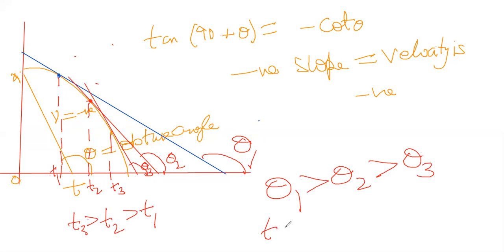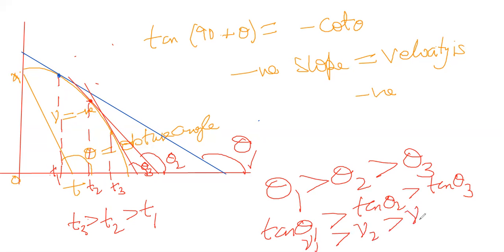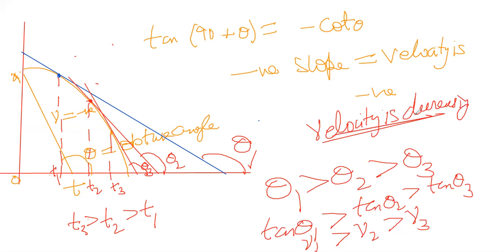Is it or not? This clearly signifies that the velocity is decreasing, because tan theta 1 is more than tan theta 2 is more than tan theta 3. That clearly means V1 is more than V2 is more than V3. That means velocity is decreasing. Maybe there is a retardation in this curve. That's why velocity is decreasing. Slowly with time, velocity is decreasing.